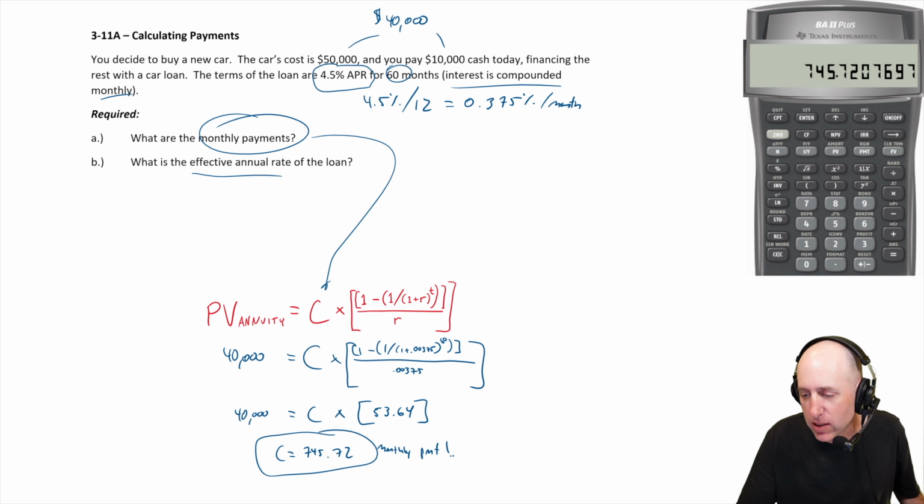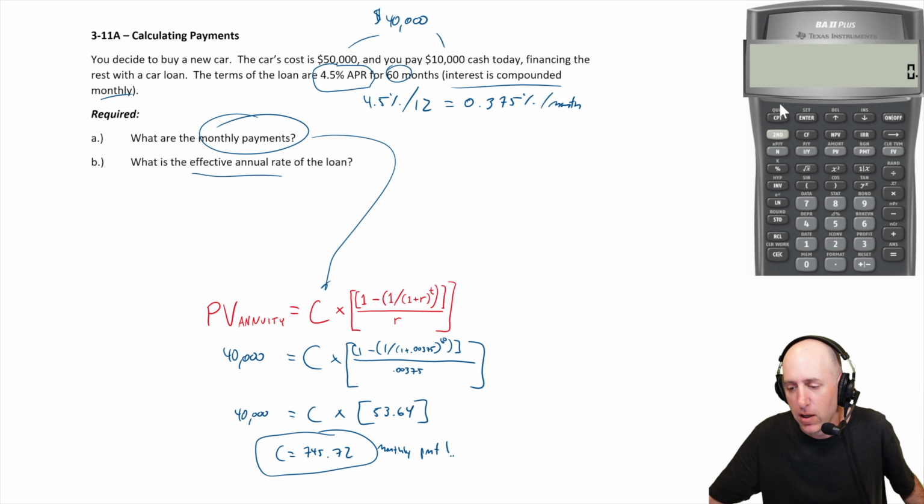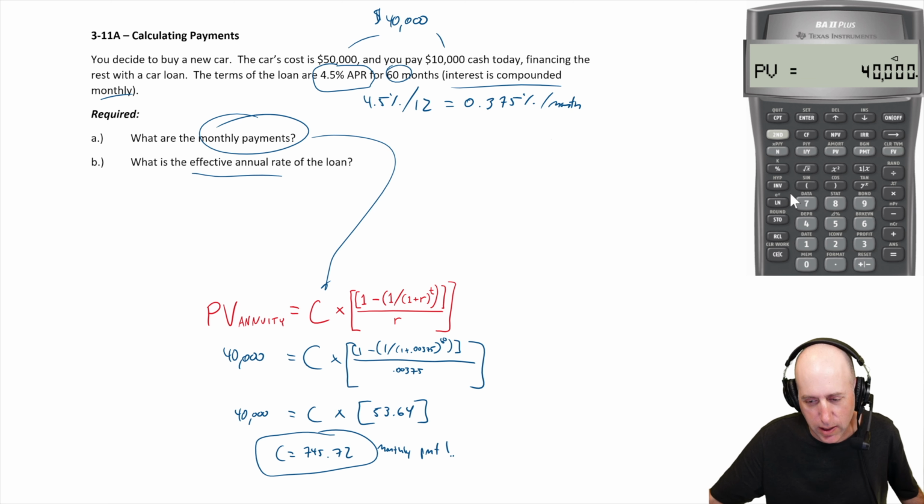I'll just show you quickly what this looks like in the financial calculator for you financial calculator havers. So again, second function, clear out any time value of money information that's in there. We know our N is 60. That's the number of periods. I put 60 for my N. I know my interest rate is, okay, this one's tricky. It's 0.375%. So I put in 0.375, not 0.00375. I put in 0.375, the actual percentage. My PV is 40,000 positive, because I'm getting a $40,000 loan.